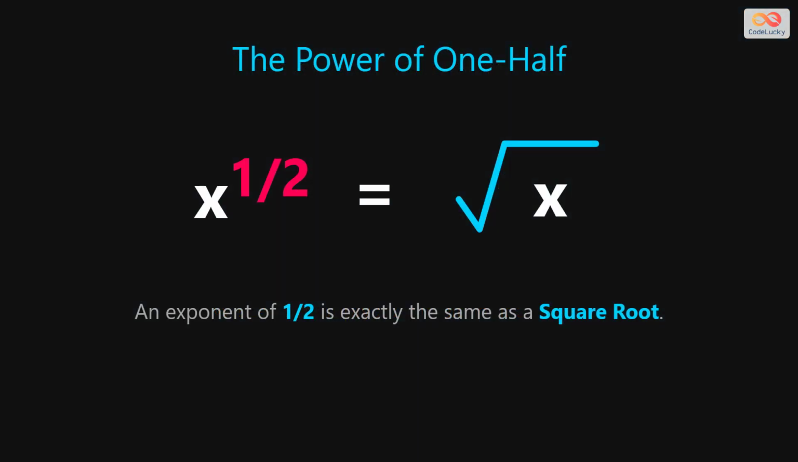Here is the secret. An exponent of 1/2 is actually just another way to write a square root. So x to the 1/2 is exactly the same as the square root of x.